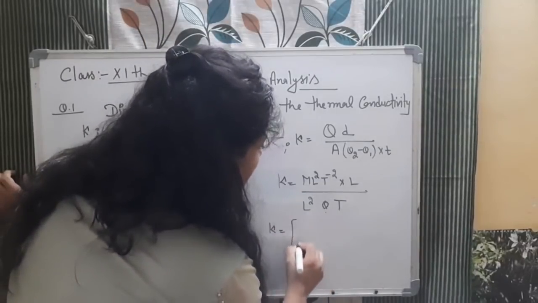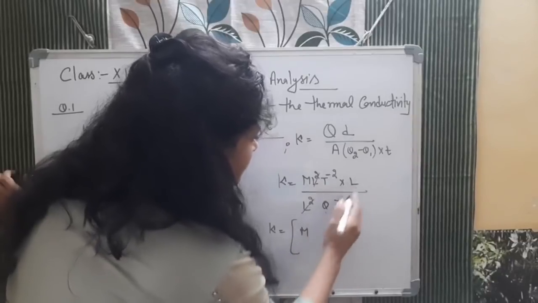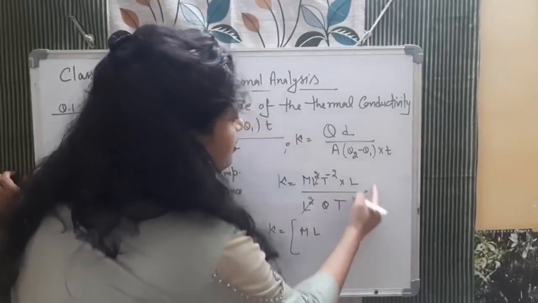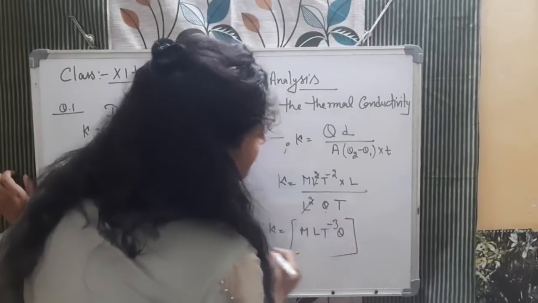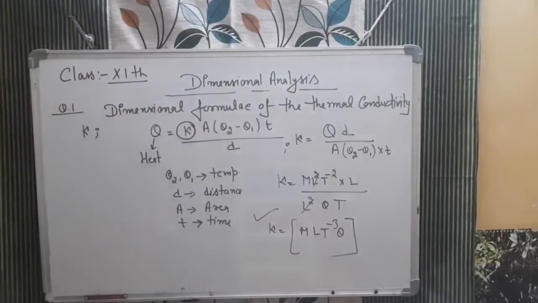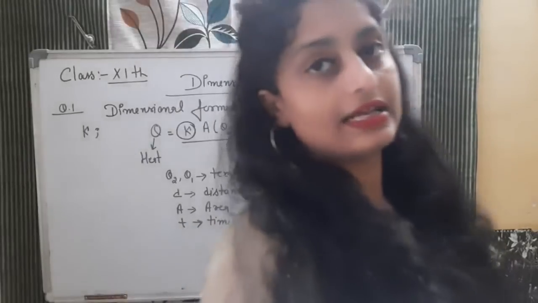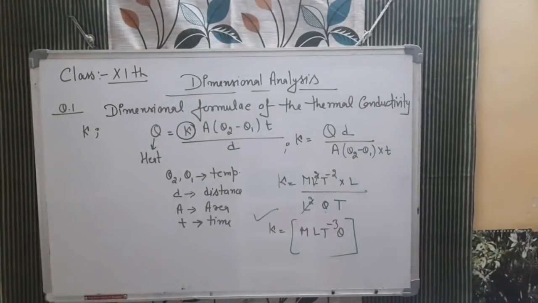Now calculate and solve. What will this be? This will be M. L squared will cancel from here, so it will be only L. T will go here, T is minus 3, and theta, Kelvin. So this is the dimensional formula for the thermal conductivity. You know all the basic formulas, only the temperature was new. So in place of the temperature you can put theta only, and after that you will get your result.